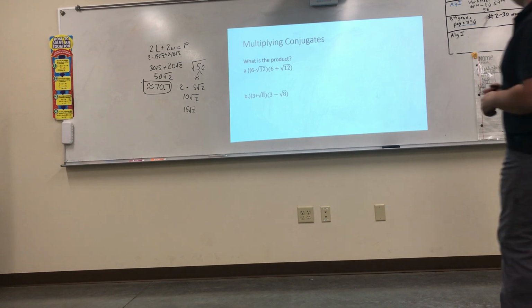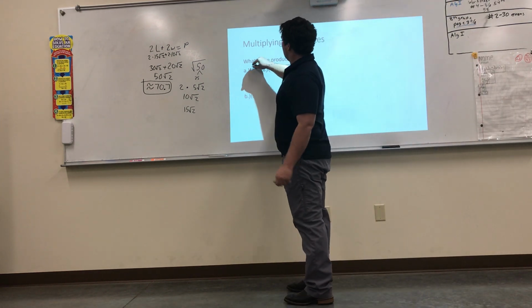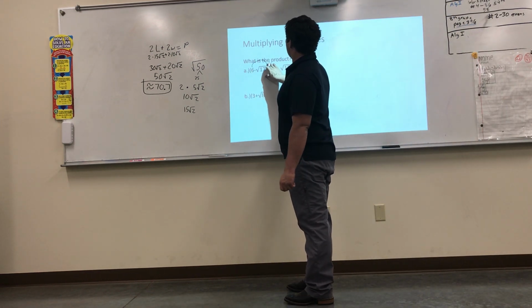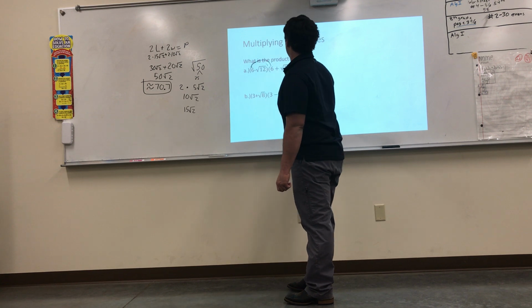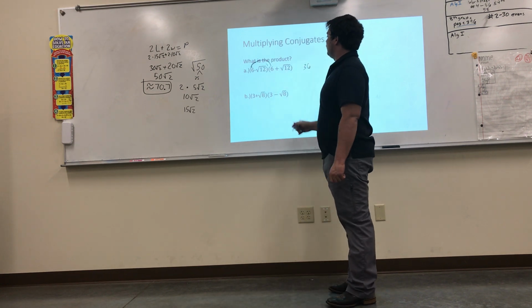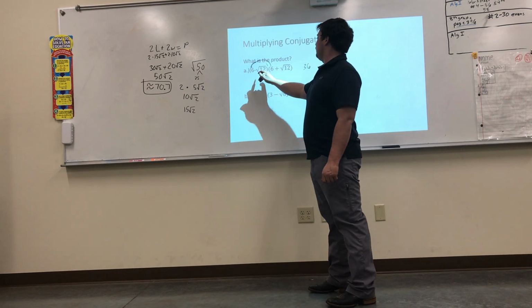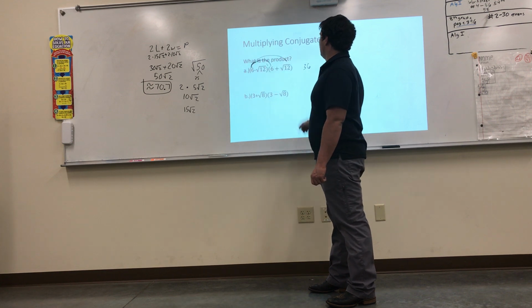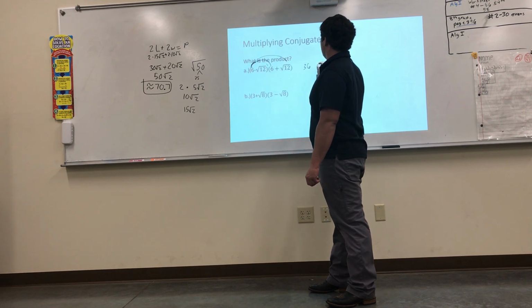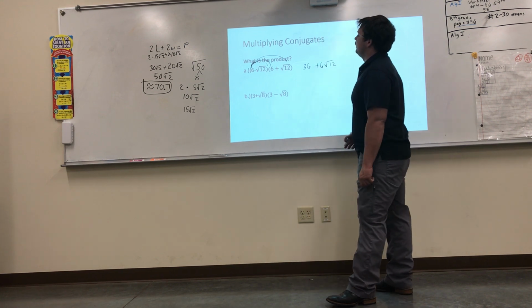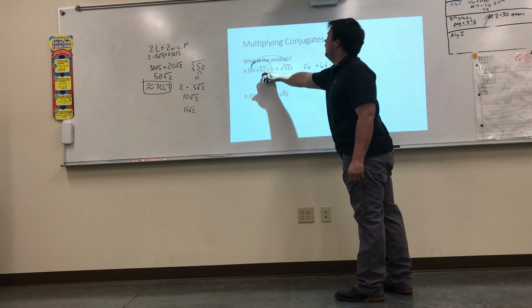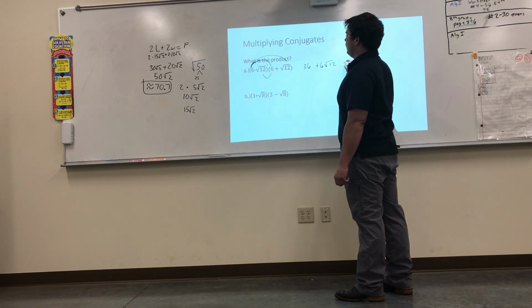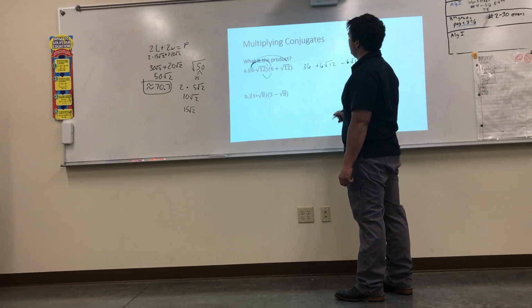So, we go. And we're going to do first. We get 36. We're going to do outers. We're going to get plus 6 square root 12. We're going to do inside, which we should get negative 6 square root 12.